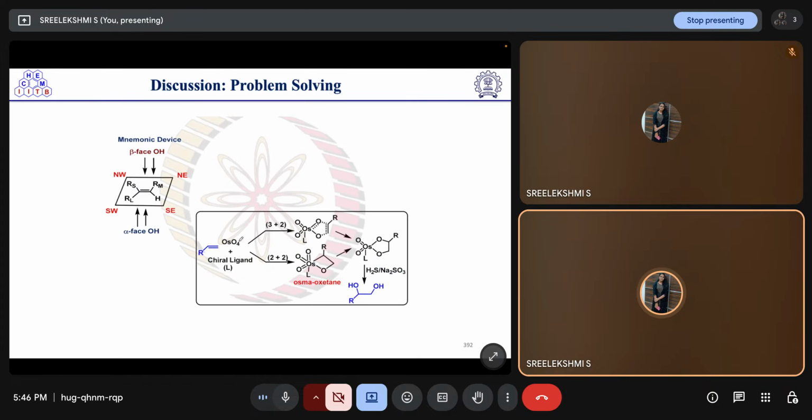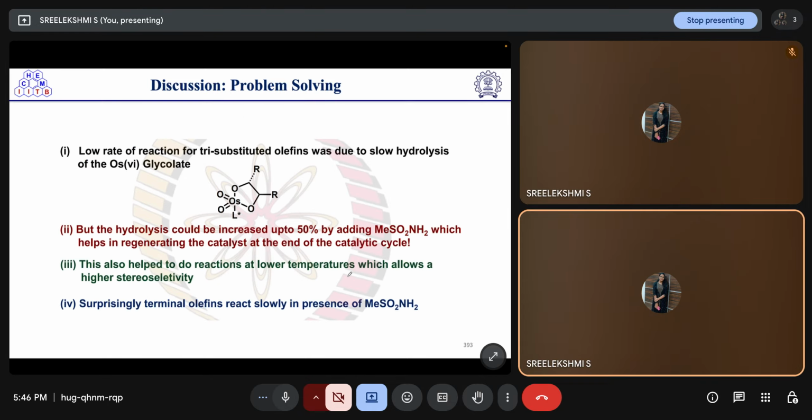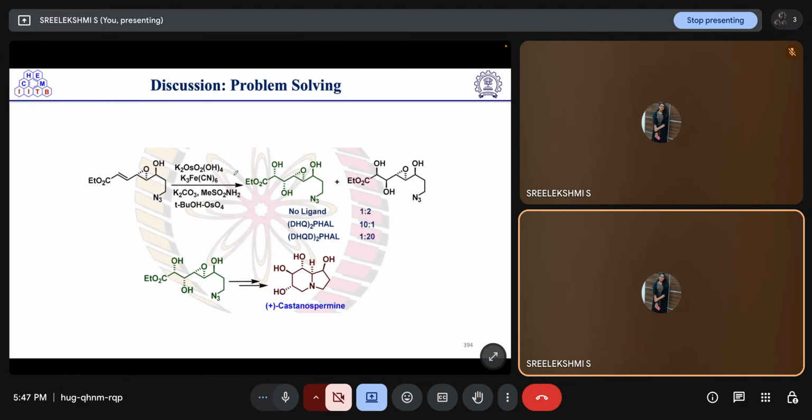So depending on the beta face hydroxyl group and alpha face hydroxyl group attack, we will be getting different products. A low rate of reaction was observed for trisubstituted olefins, which was due to the slow hydrolysis of osmium 6 glycolate, but the hydrolysis could be increased up to 50% by adding this methanesulfonamide, which helps in regenerating the catalyst at the end of the catalytic cycle. So this is that modified condition by using this as well.